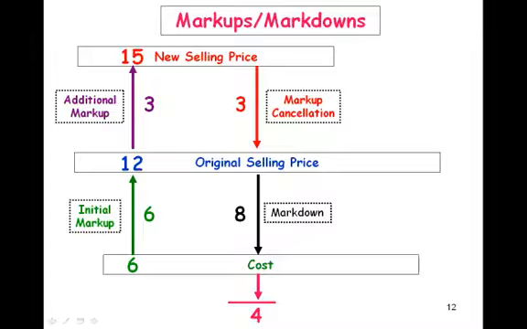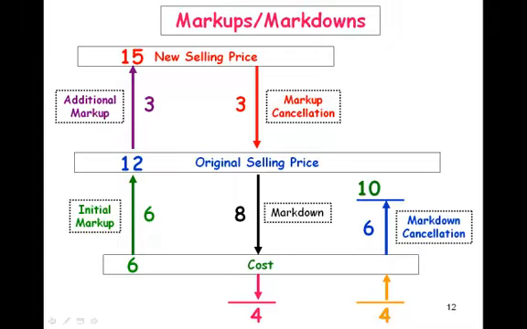Next, let's assume that the price is reduced from $12 to $4. The $8 decrease is the markdown. If the price had been reduced from $15 to $4, we would have a $3 markup cancellation and an $8 markdown. If the price is increased from $4 to $10, we have a $6 markdown cancellation. And at $10, we can also call this a net markdown of $2 because any amount lower than the original selling price is a net markdown.